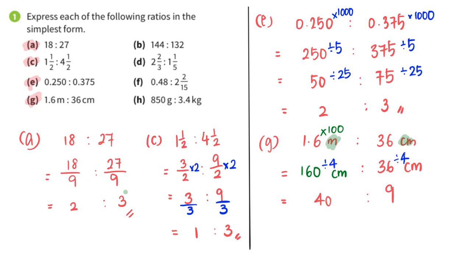And do take note, it is really important that for the final answer of a ratio, we usually do not write down the units. Okay? So for the final answer of a ratio, try not to write down any units. Alright?